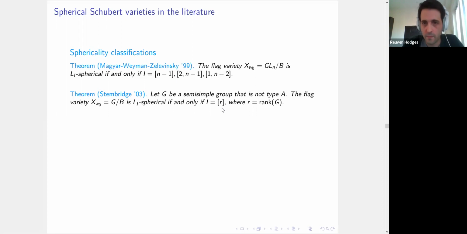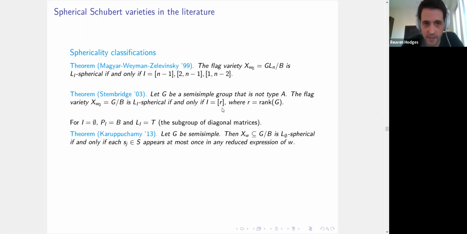The only other result that I'm aware of is this one due to Karuppuchamy. His is for any Schubert variety now, but we restrict i. We say i is equal to the empty set. When i is the empty set, the associated parabolic is actually just B, upper triangular matrices, and the Levi inside of B is just the torus. So what he's done is he shows exactly when a Schubert variety is L_empty-set spherical, which is when it's toric. So he gives a classification of toric Schubert varieties.